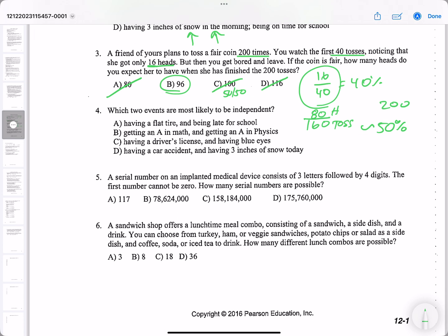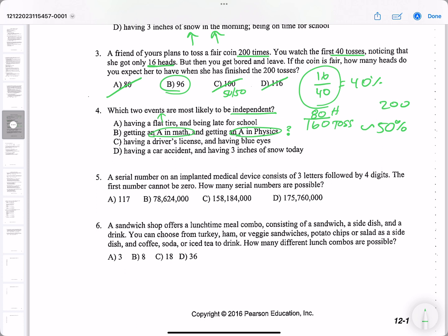Which two events are most likely to be independent? Again, two things that are not related to each other. Having a flat tire and being late for school: well, yeah, if I have a flat tire, that is going to increase my probability of being late for school. Getting an A in math and getting an A in physics: possibly those could be related, because math and physics are related to each other, and maybe you have good study habits in both. So that may be related, but it possibly couldn't be. So I'd put a question mark and come back to it. Let's see if we have a better one though.